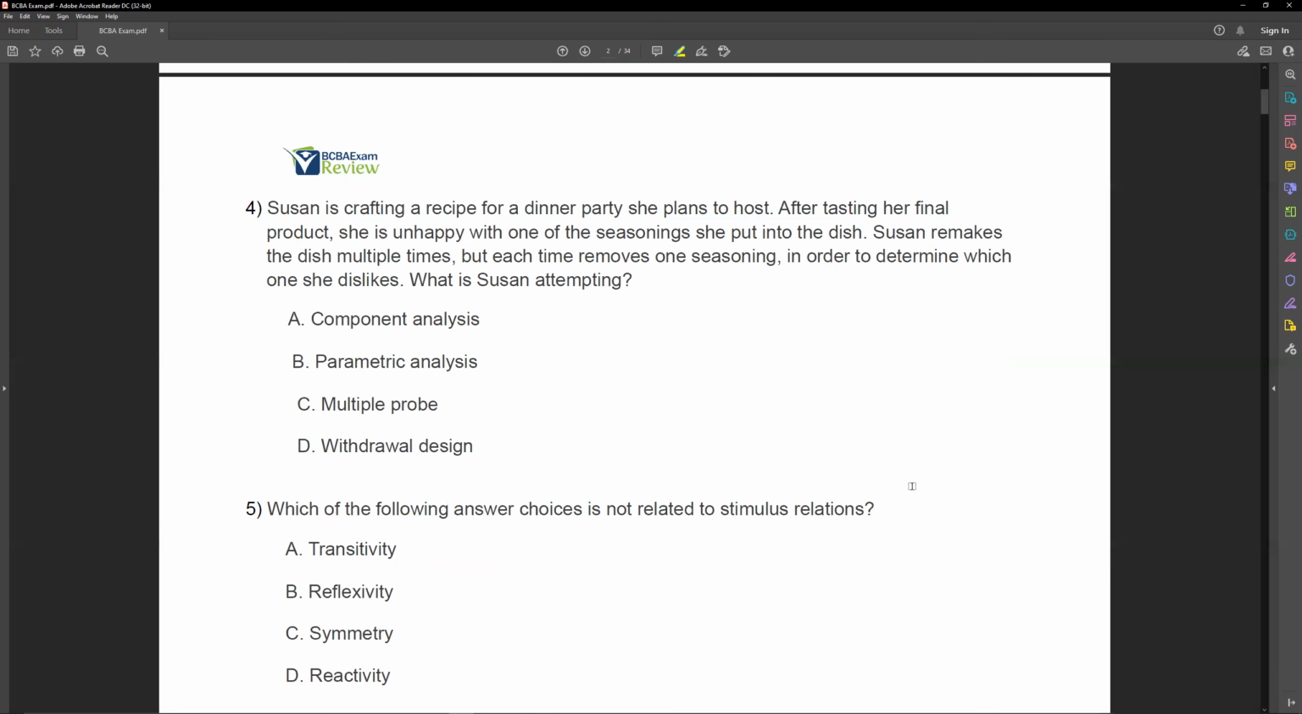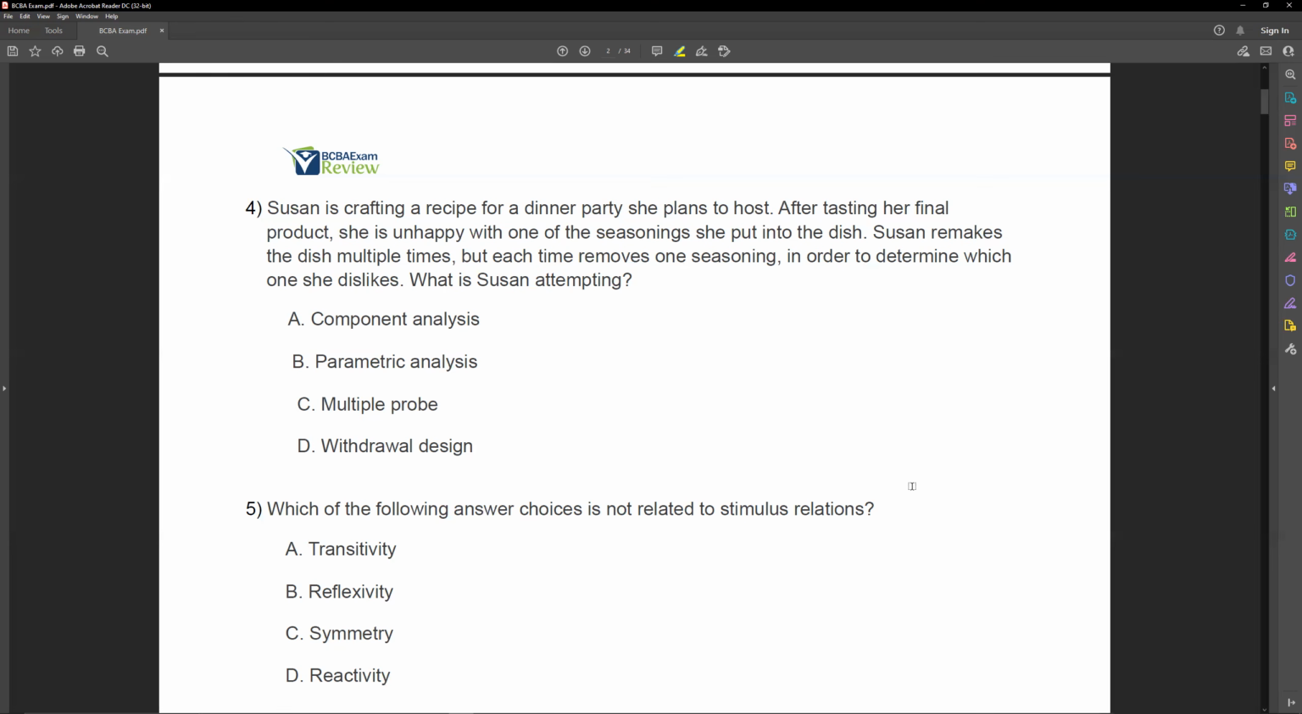6 different seasonings into the dish. She tries it, doesn't like it because of one of the seasonings. How are we going to determine which seasoning it is? Well, we're just going to have to remove one at a time and see which one makes the taste change. So if we are looking at the big picture, okay, the broad treatment plan recipe, so to speak, and we're removing individual pieces of that recipe, what are we doing? Are we doing a component analysis?